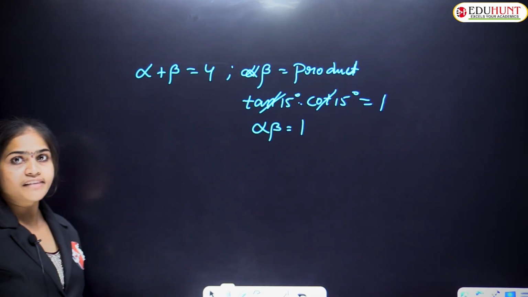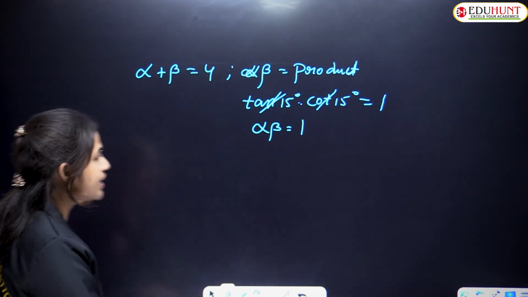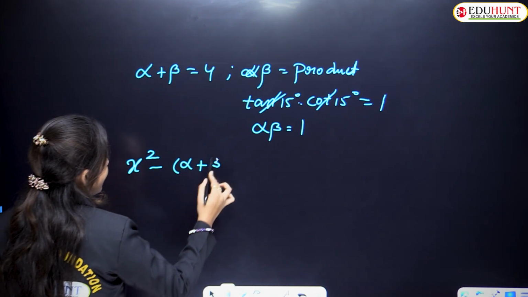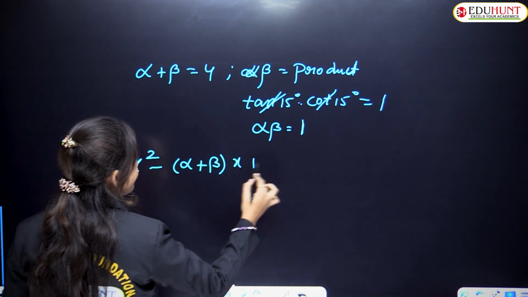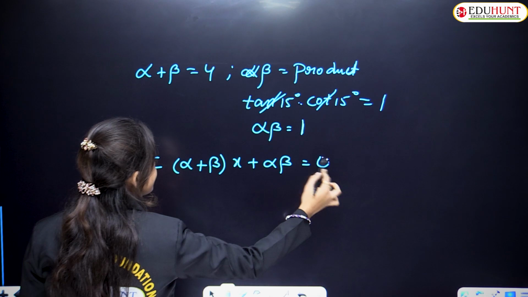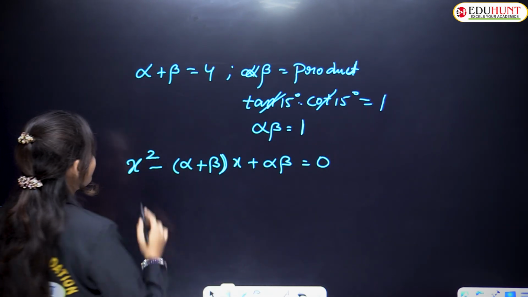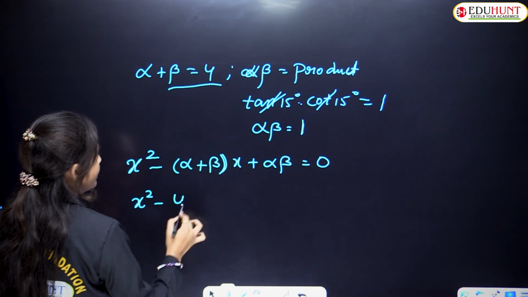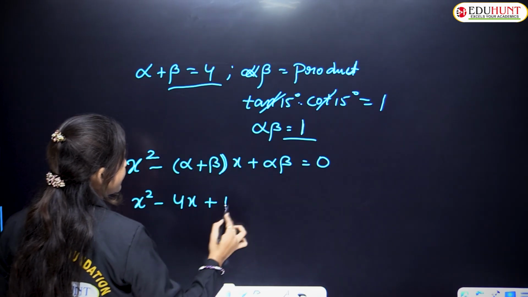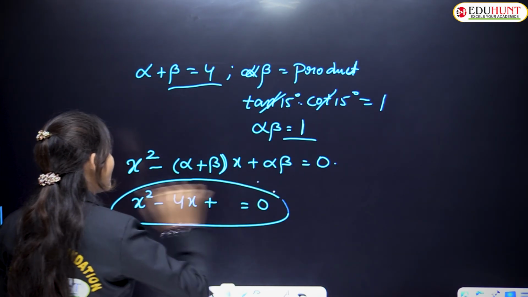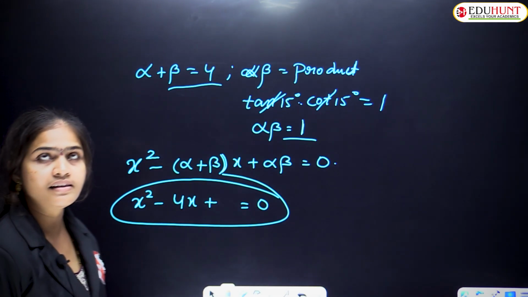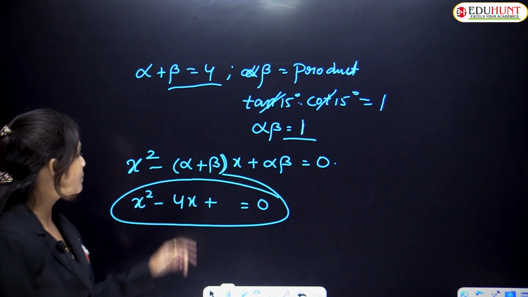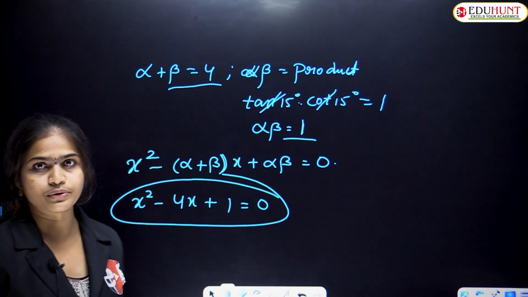And we know that if the roots are given, then what is the quadratic equation? X square minus alpha plus beta into x plus alpha beta is equal to 0. Understand, ma? So here x square minus alpha plus beta, 4 into x, plus alpha into beta, that is 1. So this is the required equation. What is that equation, ma, here? X square minus 4x plus 1 is equal to 0.